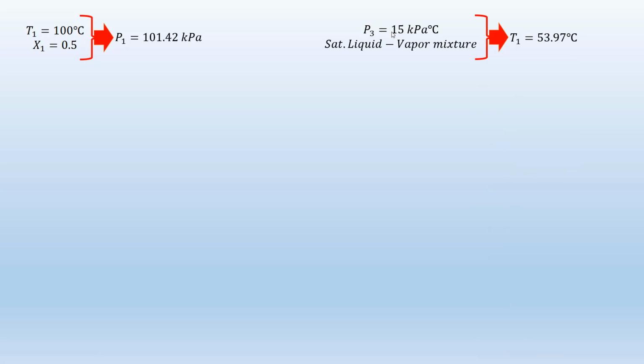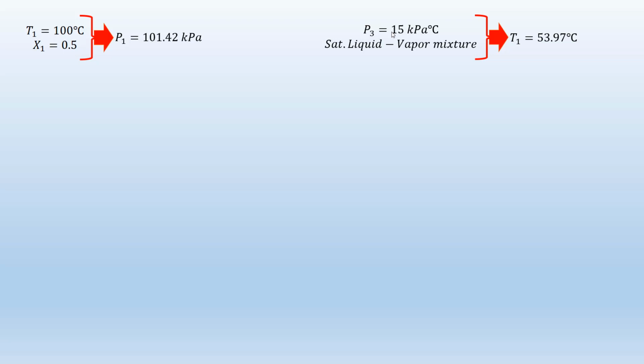Okay, look, guys, for the first step, we have the temperature. We know that quality is 0.5, so this is a saturated liquid-vapor mixture. So the pressure equals the saturated pressure. So P1 is 101.42 kilopascal. And for the third state, we have the pressure, and we know that the third state is a saturated liquid-vapor mixture. I will show you why. So you can report the saturated temperature at this pressure, which is 53.97. Now you have all the required information.